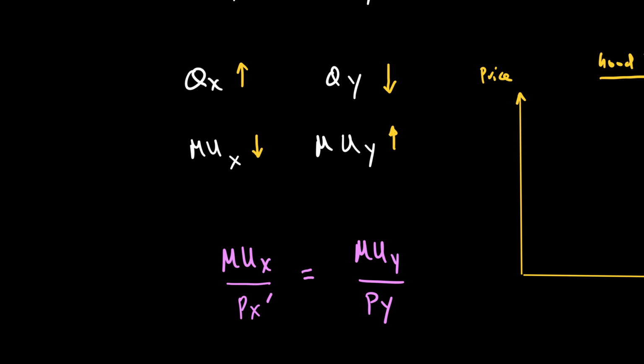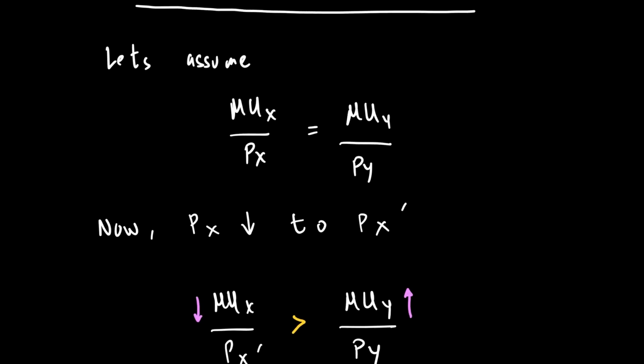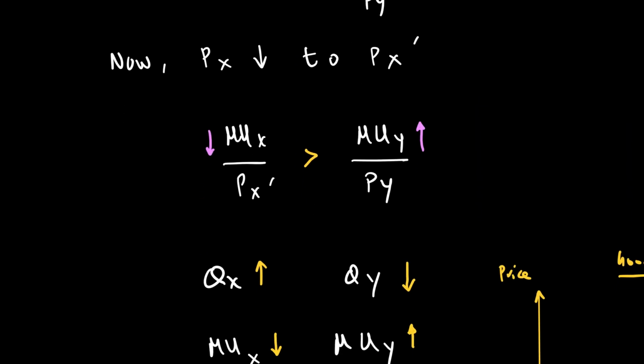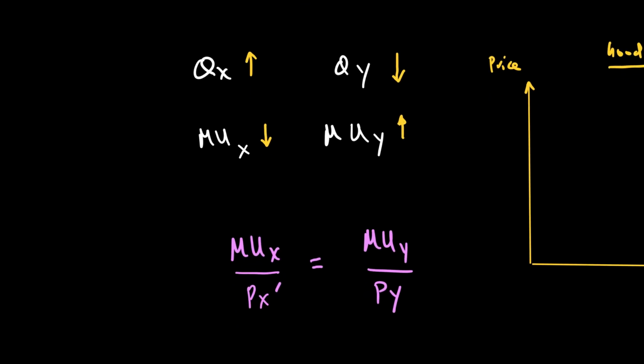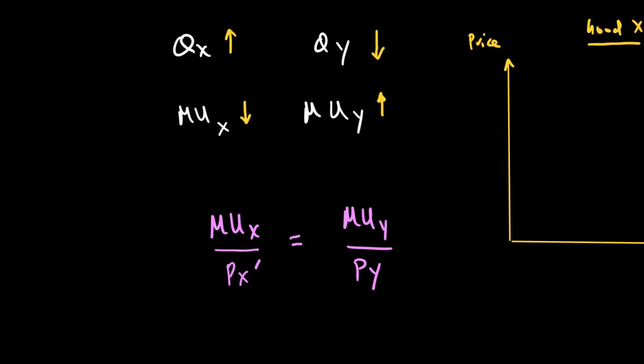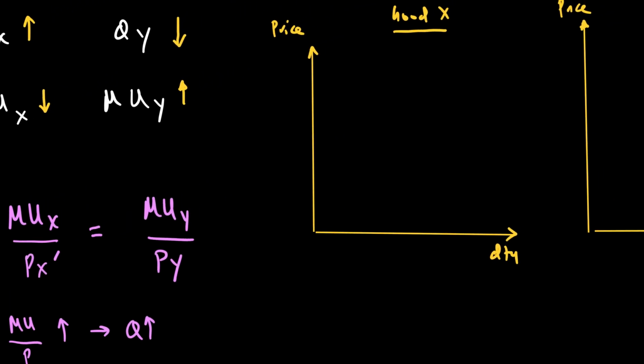So when the prices were equal, we did not need to substitute. But when the price went down, we started to buy more of that good, and that basically resulted in us buying more of X and less of Y. So what I'm saying here in summary is that when the price goes down, the marginal utility per dollar spent goes up and you buy more of that good. And that explains why our demand curve is downward sloping.